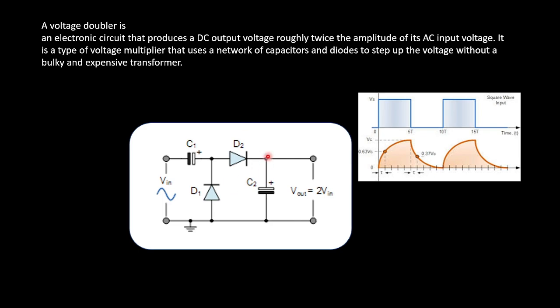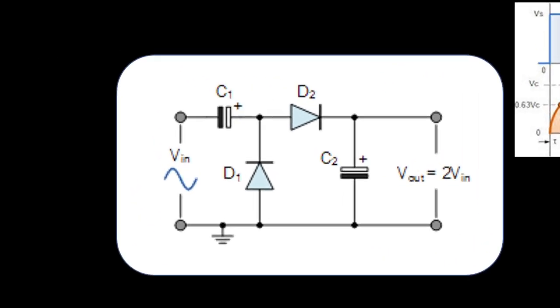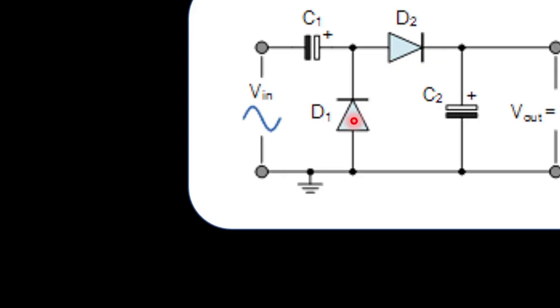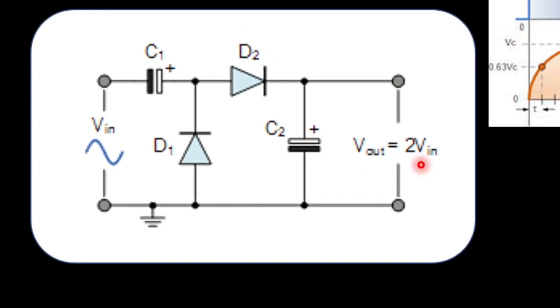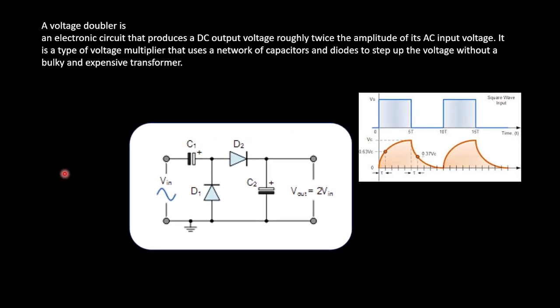Okay, so this is a simple voltage doubler circuit where we have a capacitor C1 and two diodes, D1 and D2, and we also have a capacitor C2, and we are measuring the voltage across that. If you use this circuit, whatever V input is given, the output should be V output. So actually it's based on the capacitor principle.